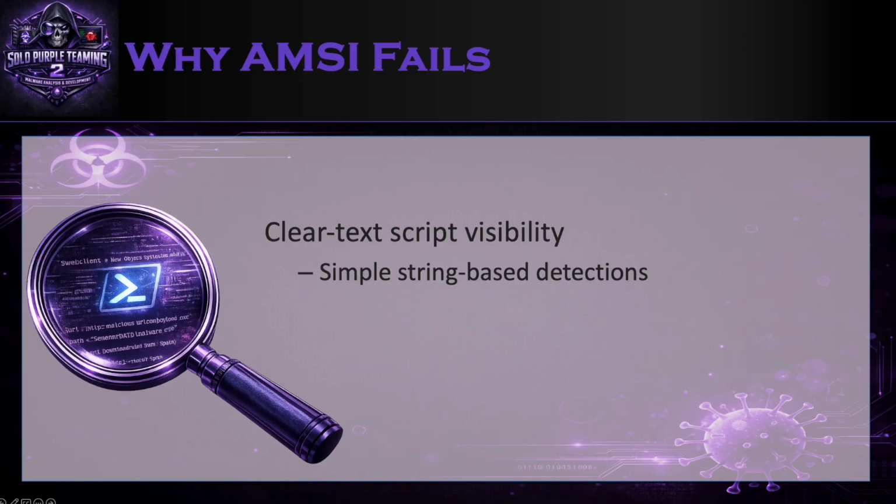AMSI is effective when it has clear text visibility into a script. It scans readable PowerShell content and matches it against known strings and patterns. Its limitation is that it evaluates text, not intent or behavior. When clear text is disrupted through string concatenation, encoding, or runtime reconstruction, recognizable patterns never appear during inspection. The behavior doesn't change, but AMSI loses visibility, which is why AMSI-based detections are inherently brittle.